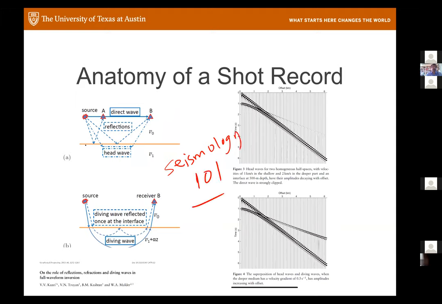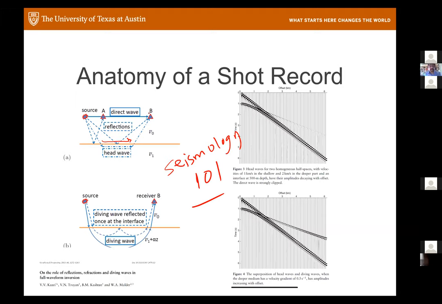So here you have a source and you have one interface. So these are the waves you can expect. There's a direct wave, there's a reflected wave, and these are reflections with increasing angles. And we know that when your reflection angle reaches critical, we have something called the head wave, which propagates along the interface and then comes back up here.